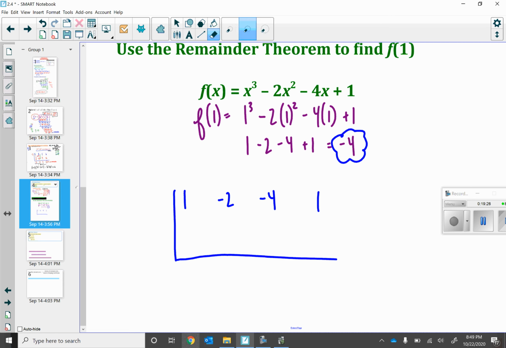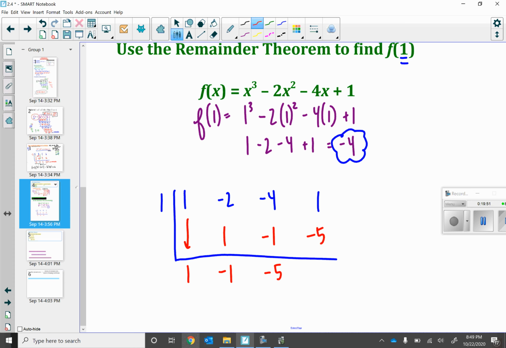And I want to find f of 1. So I'm going to put a 1 outside here. Drag down the 1. 1 times 1 is 1. Negative 2 plus 1 is a negative 1. Negative 1 times 1 is a negative 1. Negative 4 plus a negative 1 is a negative 5. Gives me a negative 5.